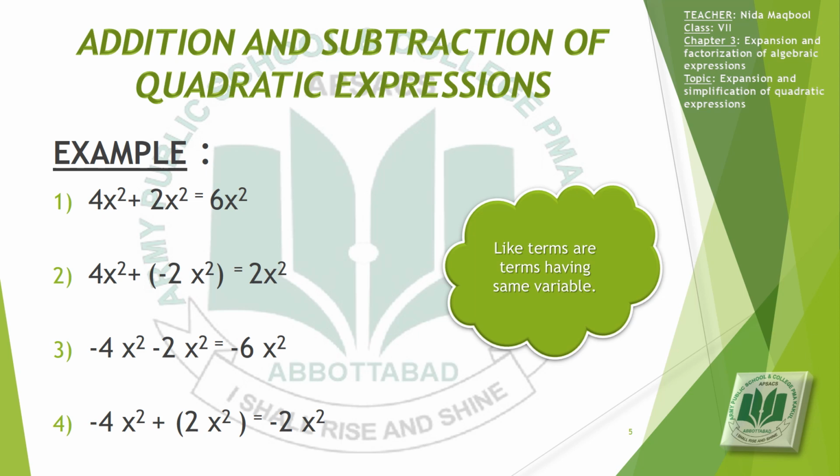In the third situation, I have considered both the terms as negative. So they both will be added and the resultant term will have a negative sign. In the last situation, I have considered the larger term to be negative and the smaller one as positive. So they both will be subtracted and the resultant will have a negative sign.